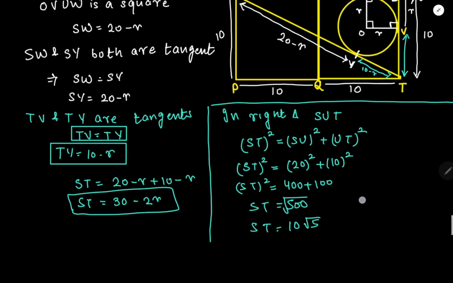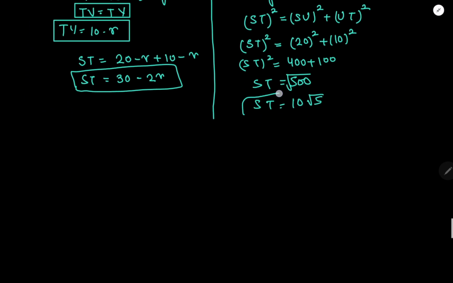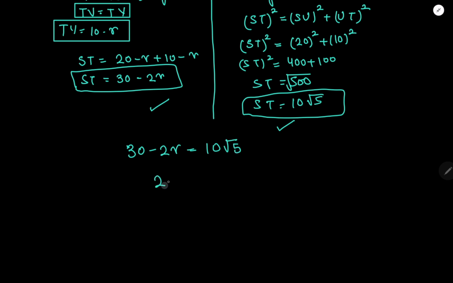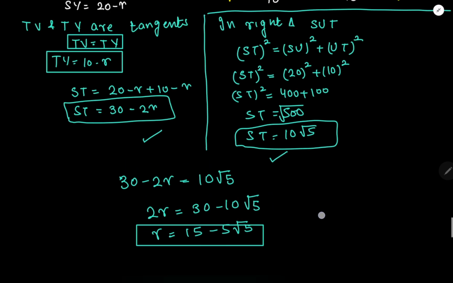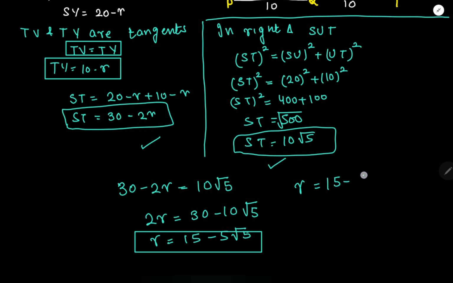Now we know ST is 10 under root 5, and we know ST is 30 minus 2r. Equating both of them, we get 30 minus 2r is equal to 10 under root 5. Taking 2r to the right hand side and 10 under root 5 to the left, I will divide both sides by 2. I will get 15 minus 5 under root 5. So this is our answer. We were supposed to find r, and r is equal to 15 minus 5 under root 5.